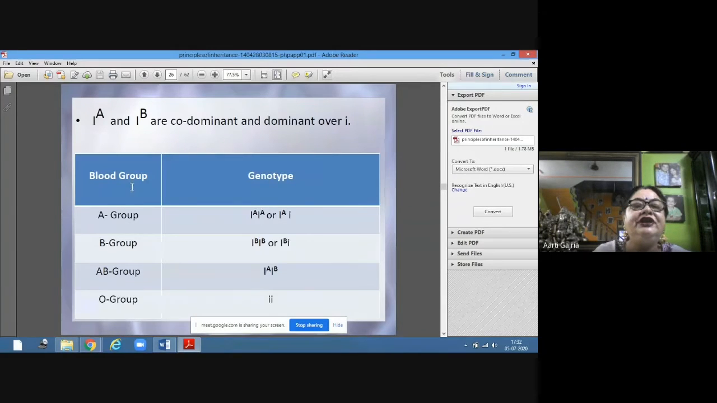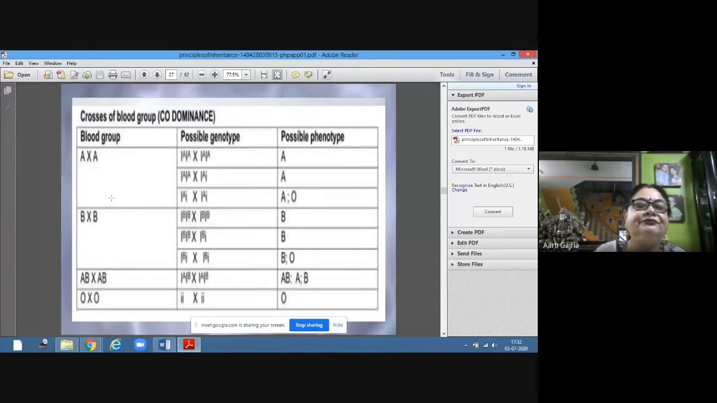So these will be the IA and IB. Both are codominant. That means both are dominant, and they are dominant over small i. That means small i is recessive. Now see, these are the possible genotypes and possible phenotypes. Now, there are many problems which come on this. This is a very important question.